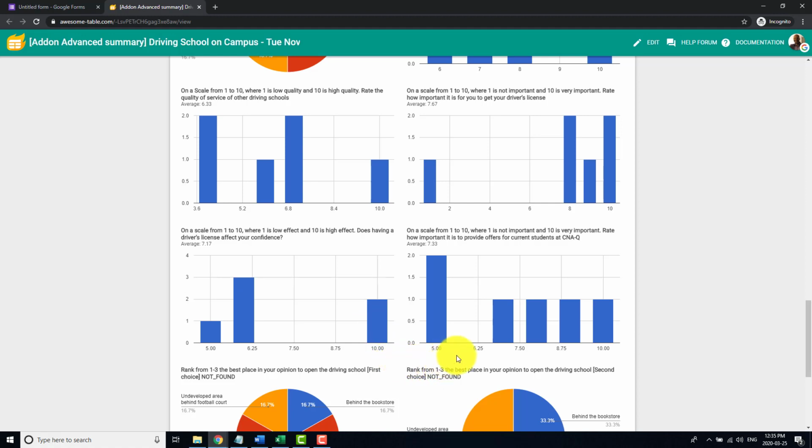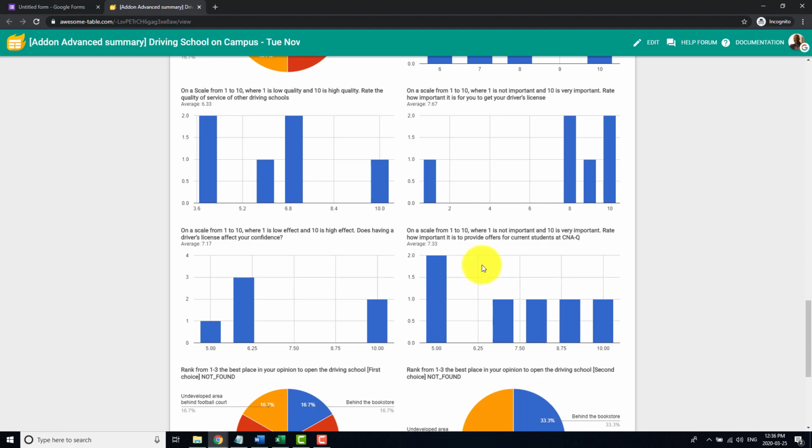Okay, another one here is providing offers. Now, you can't use much with this question: on a scale of 1 to 10, where 1 is not important and 10 is very important, rate how important it is to provide offers for current students. Well, most students said it's important. Most of the target market wants an offer. But that's an obvious question. We know students want some kind of special offer, so this question actually adds no value to the survey.